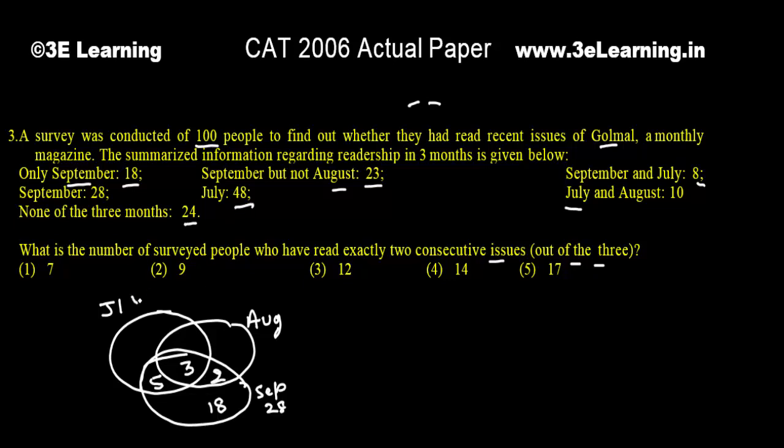July total is 48. July and August is 10. We have 3. This should be 7. None of the 3 months is 24. So our data is 24.